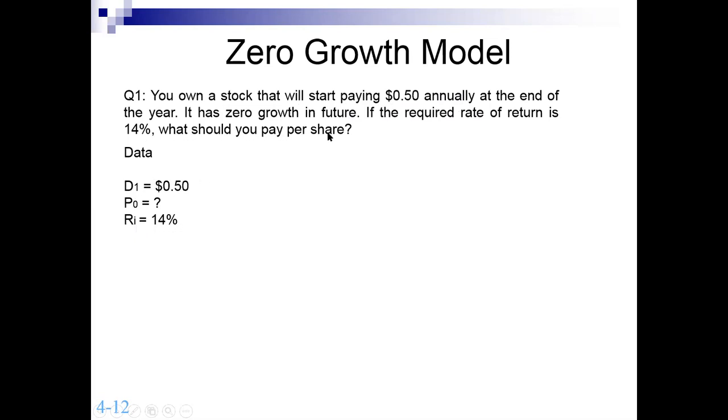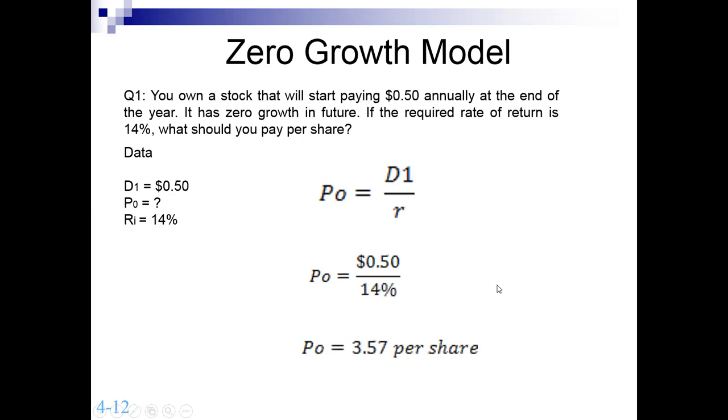and the question is asking you what should you pay per share. This is taken as P naught, the actual requirement of the question. So we will use this formula. We will put all the values, and you can get 3.57 per share. So this is the price at which the stock should be fairly priced.